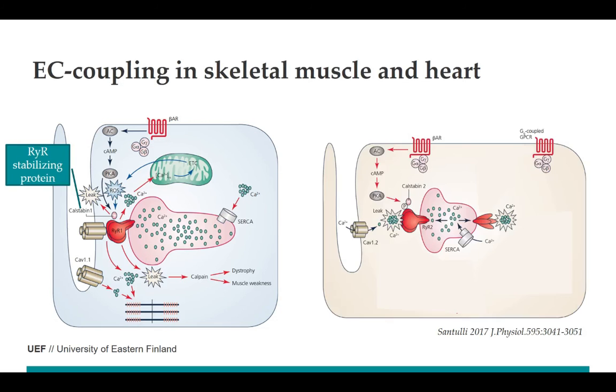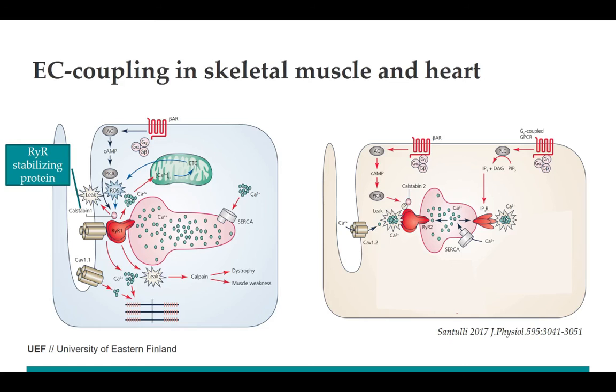But then in the heart, there's no mechanical link between the calcium channel in the T-tubules and the calcium channel in the endoplasmic reticulum, sarcoplasmic reticulum. So there's this calcium-induced calcium release, and it can be affected also by beta-adrenergic receptor, by cyclic AMP, by this stabilizing protein. But in the heart, there exists also another receptor that is releasing calcium, the inositol triphosphate receptor.